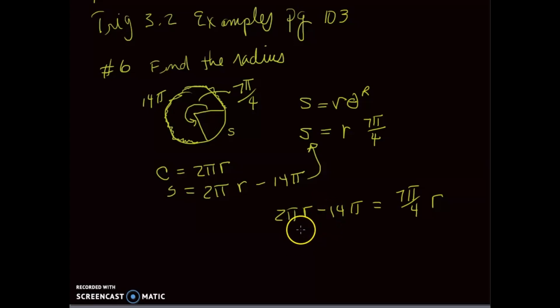We need to solve for r, so we need all the terms with r in it. I'm going to subtract the 7 pi over 4 r and move this 14 pi, add it to both sides, 14 pi. Now I'm going to factor out the r. This is 2 pi minus 7 pi over 4.